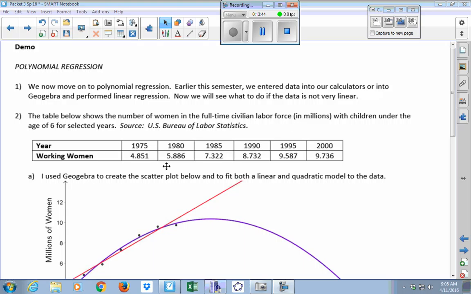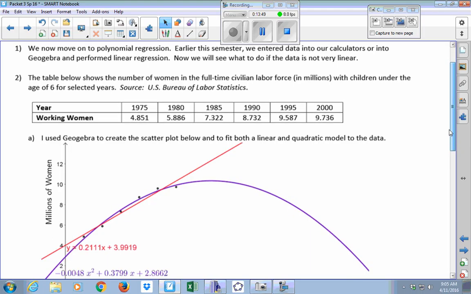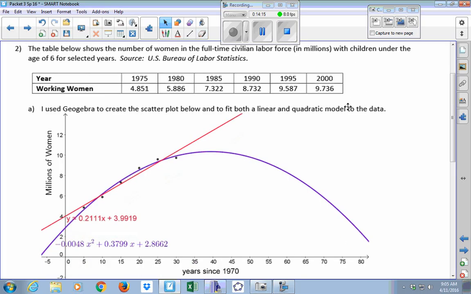So this table shows us the number of women in the full-time civilian labor force, in millions, with children under the age of 6 for certain years. I looked at every 5 years from 1975 to 2000. And this was the number of working women with children under the age of 6. Just looking at the data, you can see that it increases as we move from 1975 to 2000.